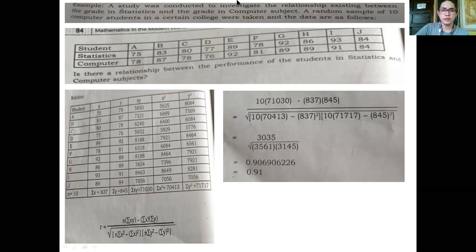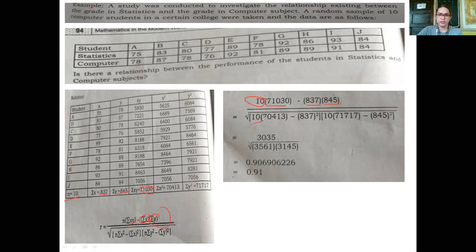So where did we get it? N is 10, as you can see. And then summation of x, y, this one. That's why we have it here. For your summation of x, 837. So you have it there. So 845 is your summation of y, this one. So 845. So same process in here. We'll just follow the rule.